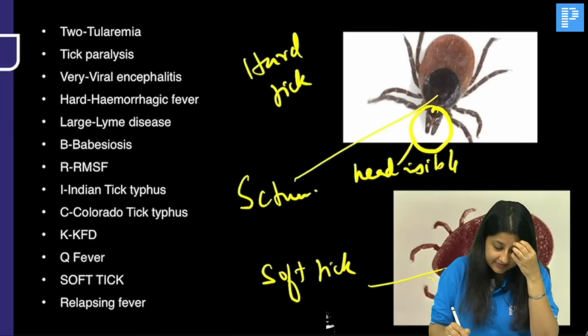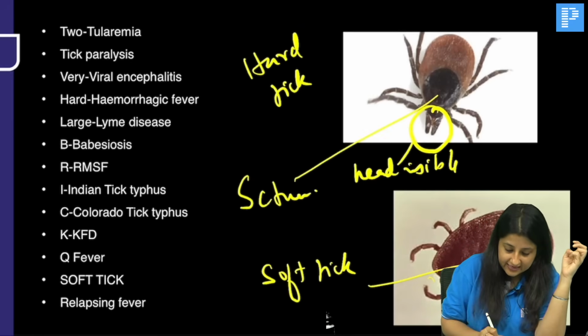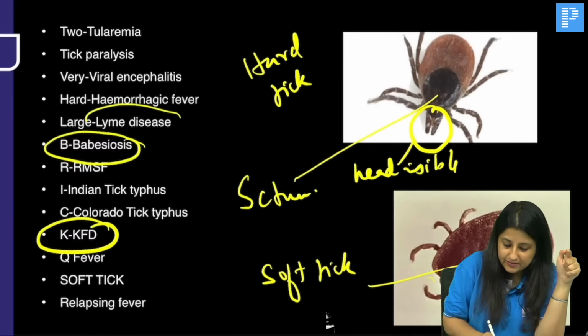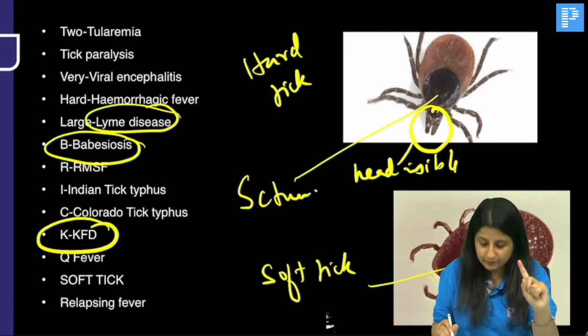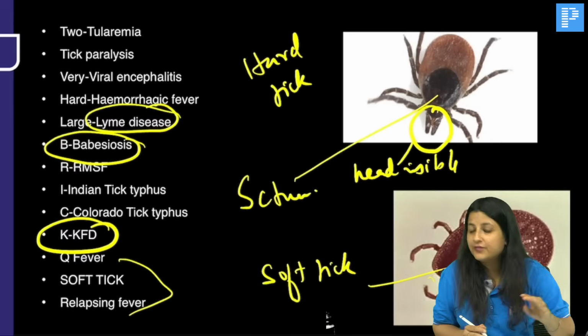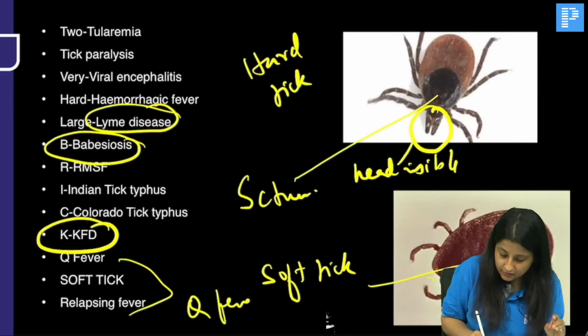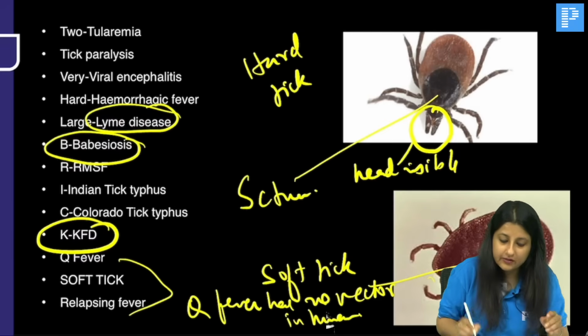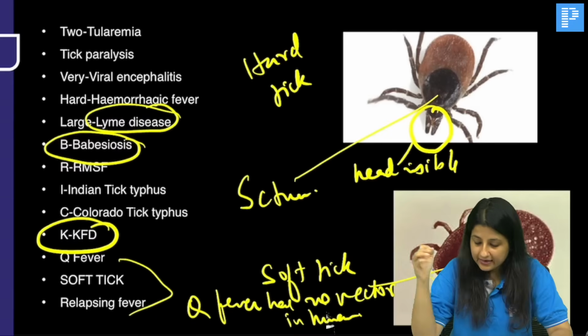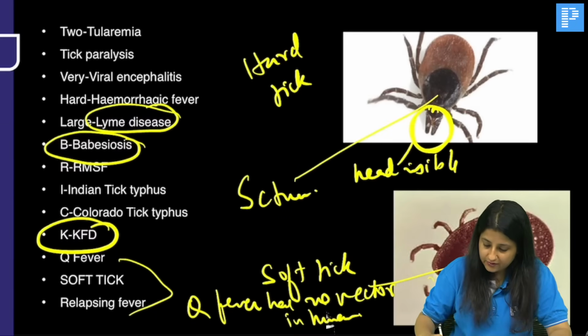The diseases in hard tick are very important. The diseases that hard tick transmits: KFD, Kyasanur Forest disease, babesiosis, Lyme's disease. At least remember this. Soft tick, of course, Q fever and relapsing fever, guys. But Q fever has no vector in humans. Q fever has no vector in humans. That's how you will differentiate hard tick from soft tick. In hard tick, you will see the head which is visible.